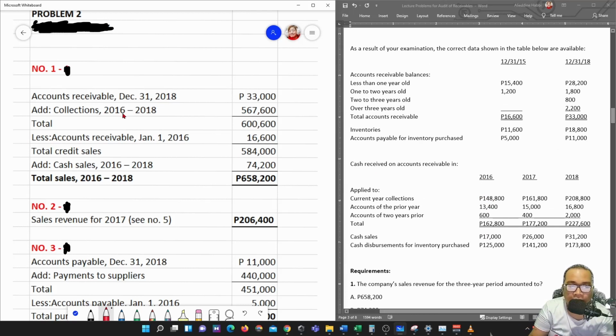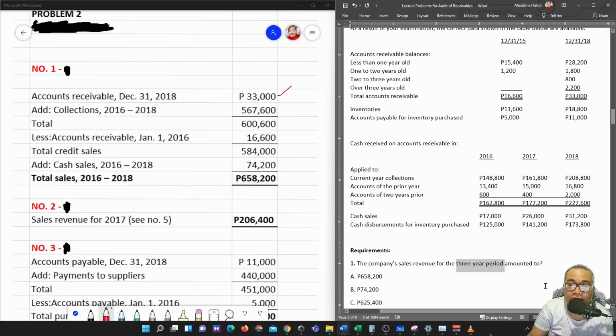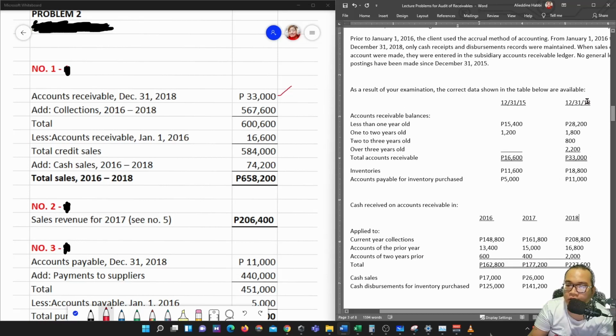Sige, ito. Accounts receivable, December 31, 2018. So, alam mo yan, cash sales mo yan, no? Cash sales mo yan. Sales on account mo yan. And take note, ang sabi dito, 3-year period. Ibig sabihin, for the years 2016, 2017, and 2018. So, yun, ang ending ng AR mo for 2018 is 33,000.